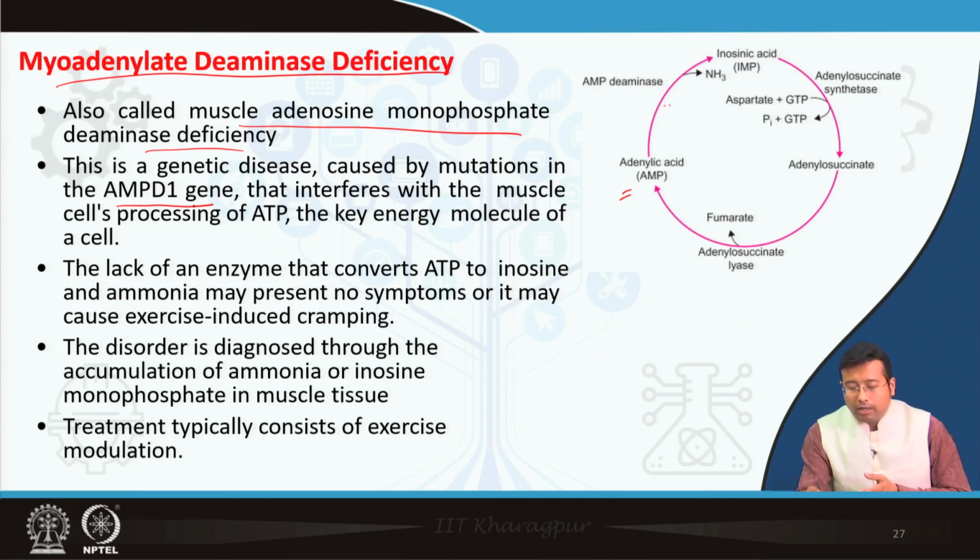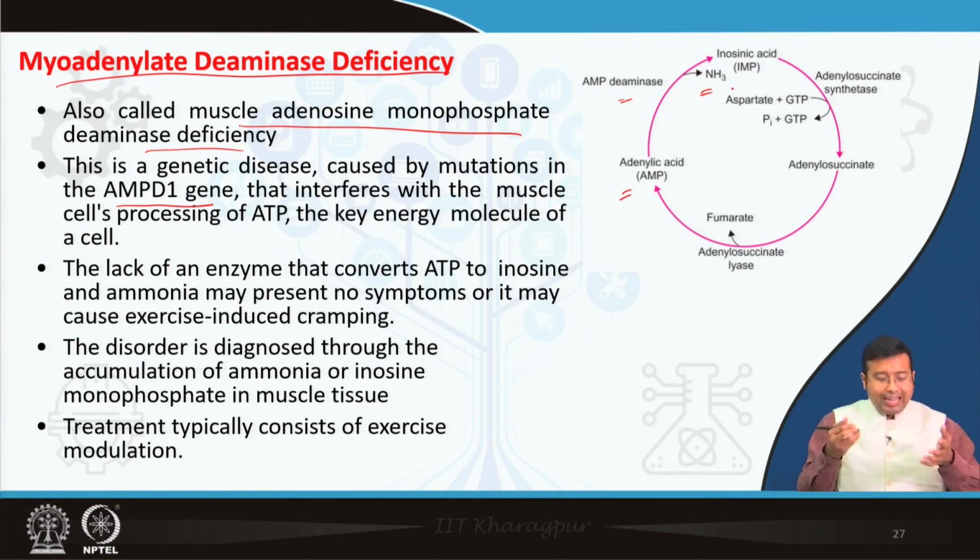You can see in the system what it is doing. AMP is getting converted to inosine via AMP deaminase, and ammonia is being produced. If there is a lack of that enzyme, this conversion does not occur. Generally there is no severe symptom. It is characterized by exercise-induced muscle cramping, and the disorder is diagnosed through accumulation of ammonia or inosine monophosphate in the muscle. Treatment typically consists of exercise modulation.